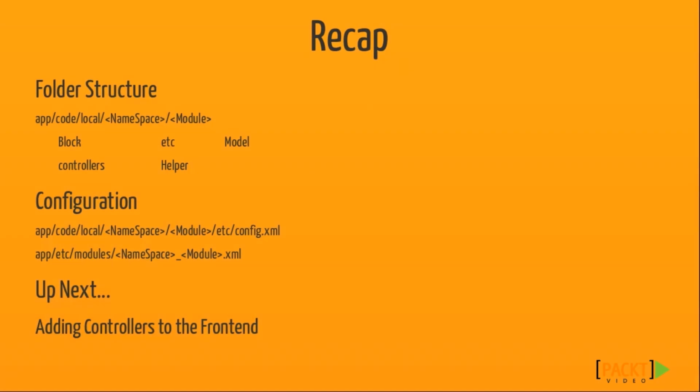So to recap, we started out by creating the folder structure for our module in app code local. You learned what the etc configuration file looks like and which configuration files are necessary to actually load the module into Magento. Coming up next, we're going to make our module useful by adding a new controller to the front end of Magento, so stay tuned.